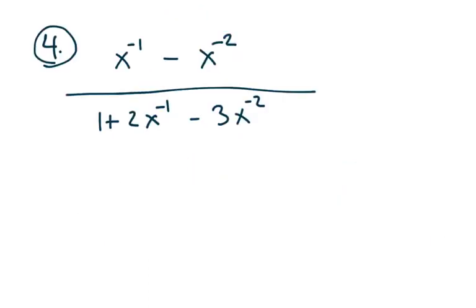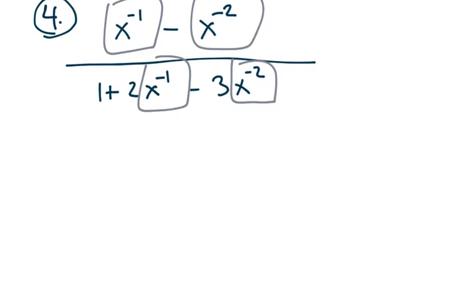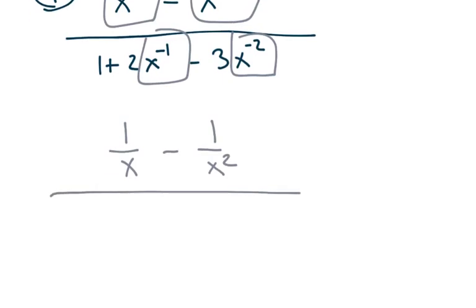Alright, and number 4, the spice that we've added to make this seem intimidating is that we wrote it with an exponent of x to the negative 1, x to the negative 2, and down here we've written 3 terms as such. But we know that whenever the exponent is negative, it's just 1 over x. It's just a fancy way of saying the reciprocal. So the numerator is just this. The denominator is just 1 plus 2 over x minus 3 over x squared.